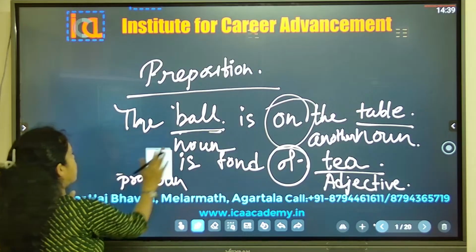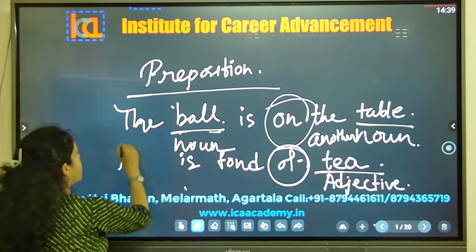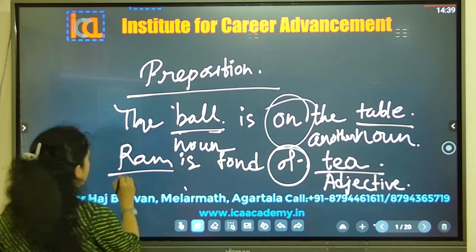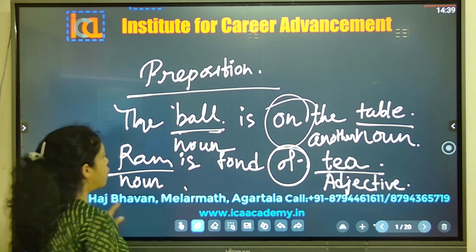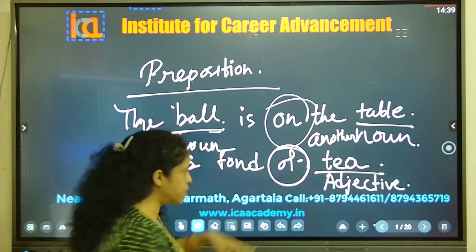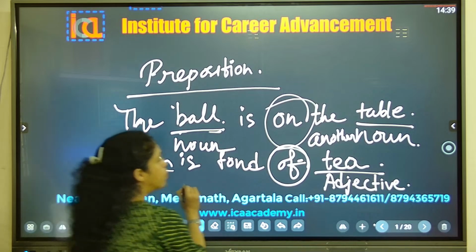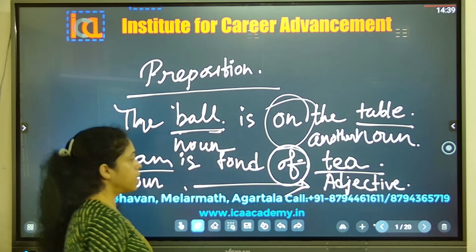So a preposition can join a noun to an adjective. Suppose I am not writing he here. Suppose I am writing, Ram is fond of tea. Ram is a noun, of is a preposition, and tea here is an adjective. So noun to adjective.